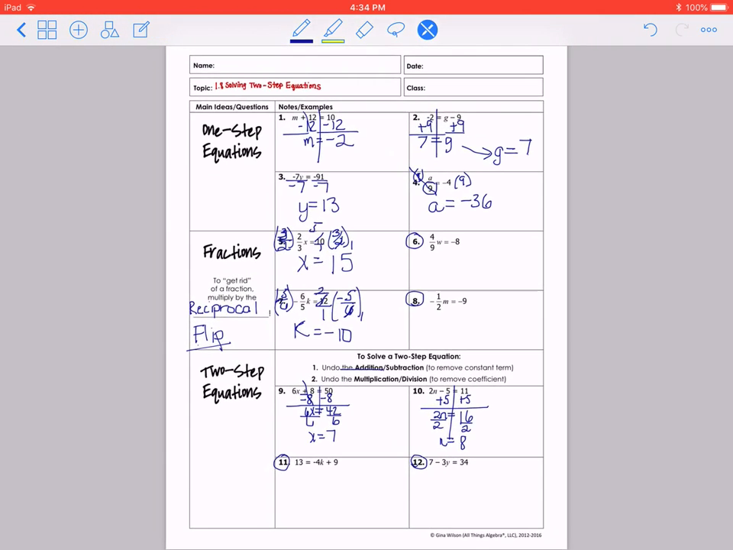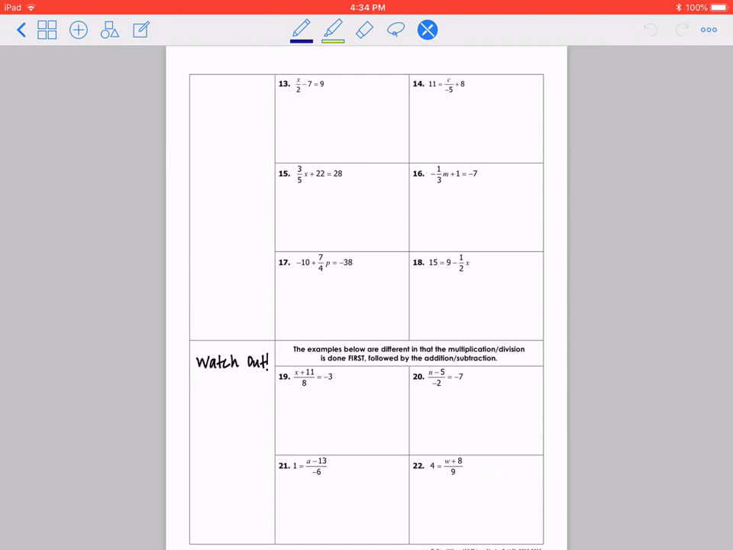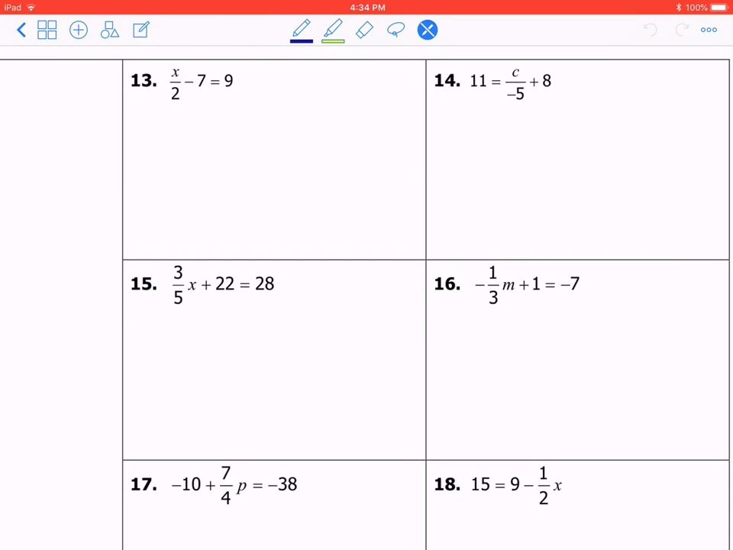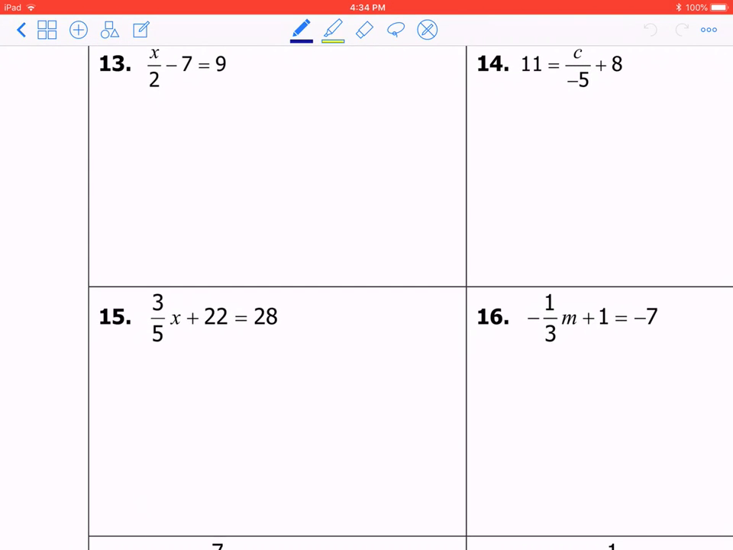Okay. On the back, let's get into some harder problems. Now we have 2 steps but with division, so instead of dividing we're going to be multiplying. So let's go ahead and do 13 first. You're always going to add or subtract first, so before I do anything, I'm going to add 7. So I'll have 16 equals x over 2.